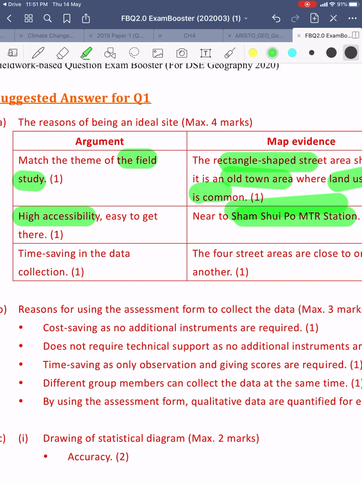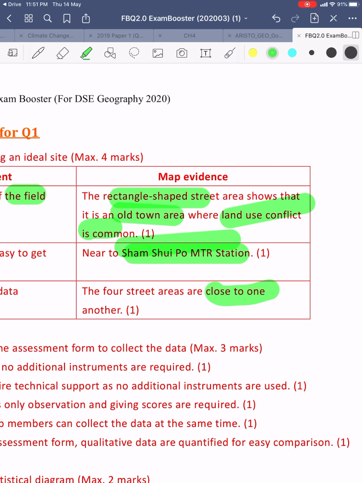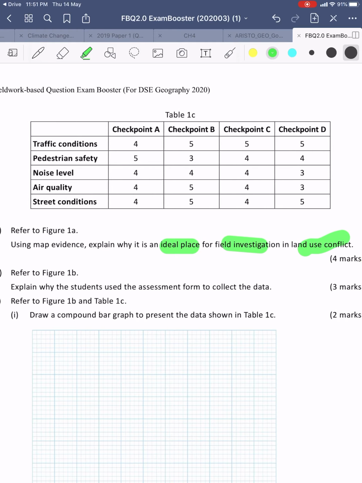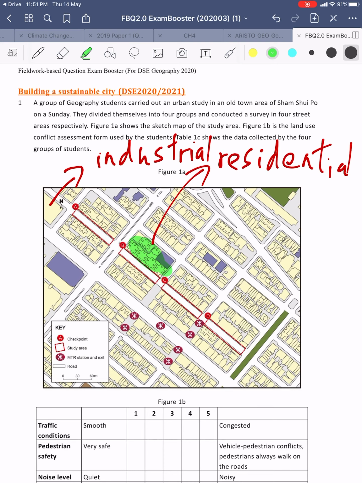You are not willing to go to, for example, Tin Shui Wai for the investigation, although there's an MTR station, as I admit. In comparison, you will prefer going to Central instead of Tin Shui Wai, right? And then there is time saving for the data collection, because the four objects are close to one another. This is also an important thing you can gather from the map evidence to convince that we can do it easily.